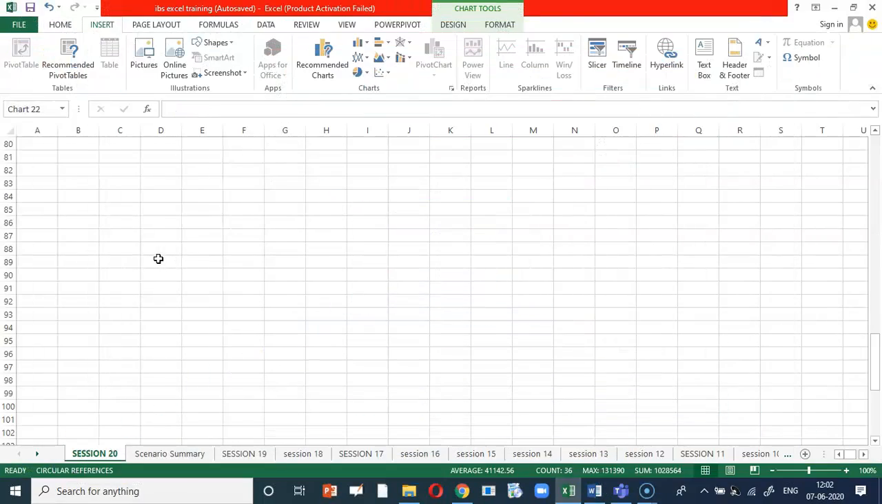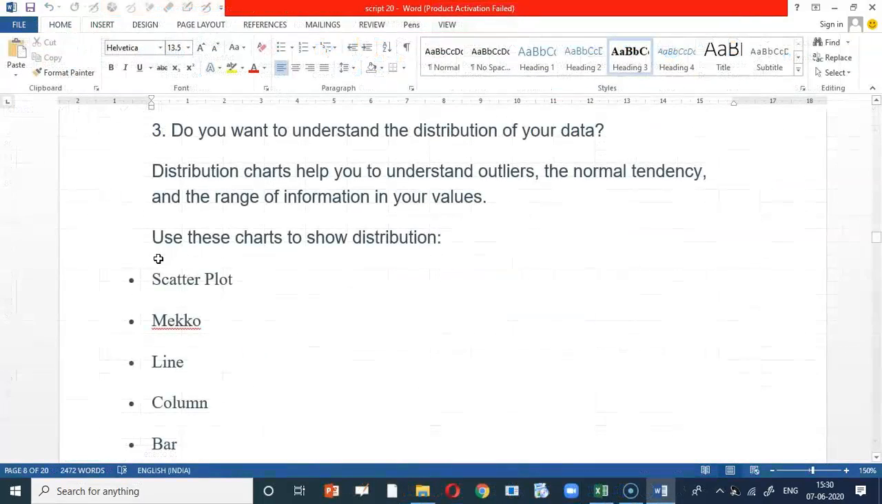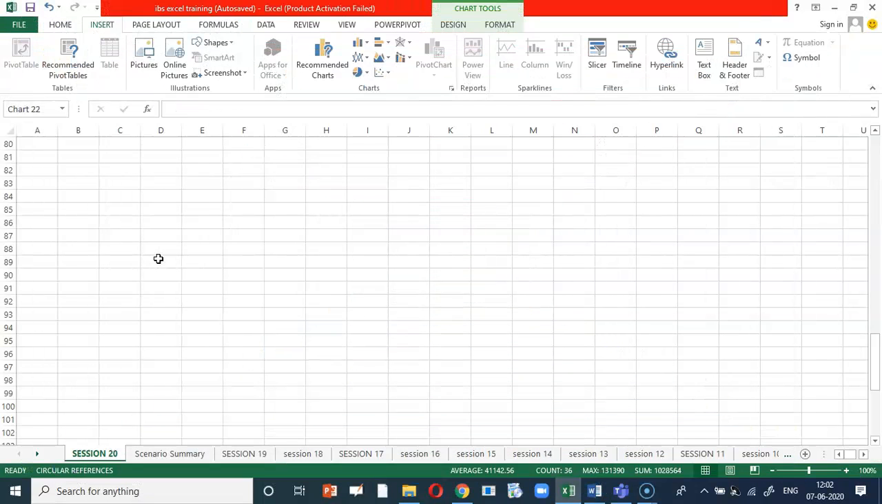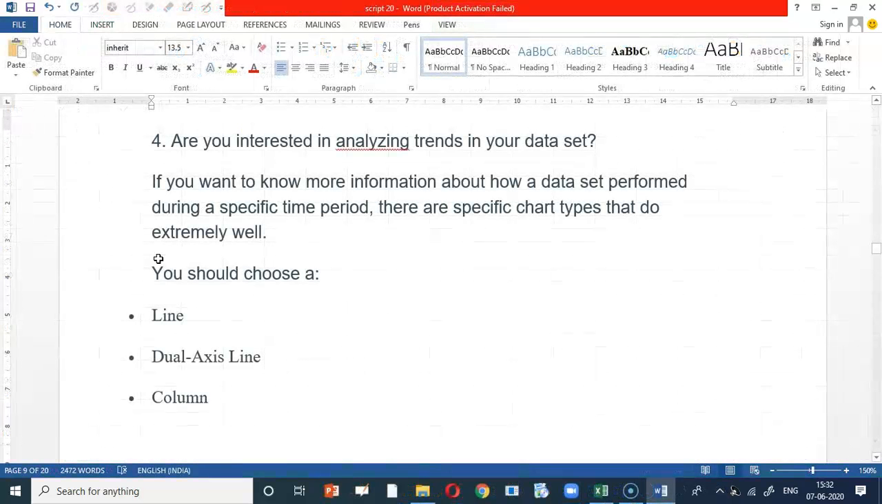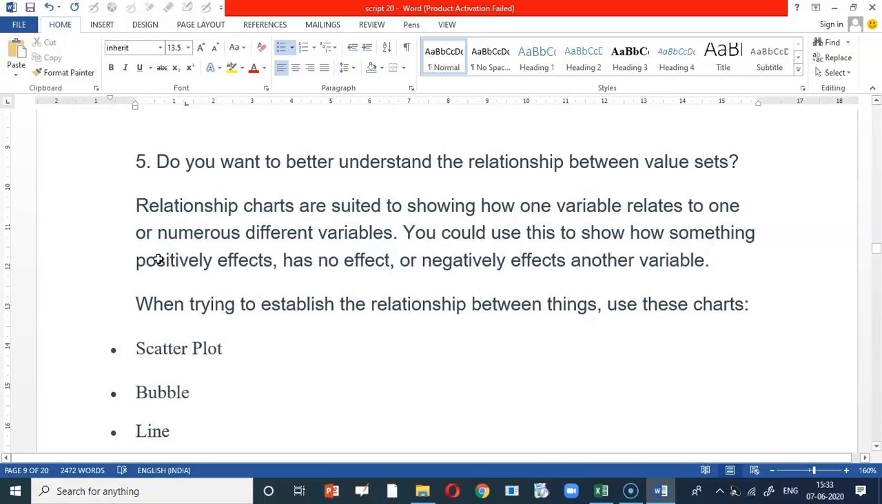stacked column, etc. If you want to understand the distribution of your data, then distribution charts help you to understand outliers, the normal tendency and the range of information in your values. We can use scatter plot, line, column, bar, etc. If one is interested in analyzing trends, then the charts which can be used are line chart, column chart, etc. If you want to know the relationship between two value sets, then the best chart will be scatter plot, bubble, line, etc.